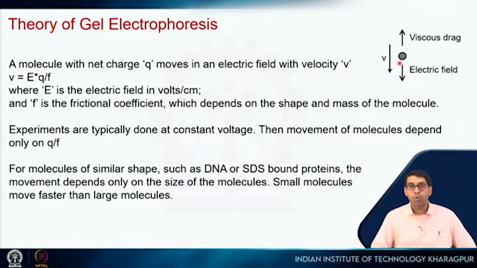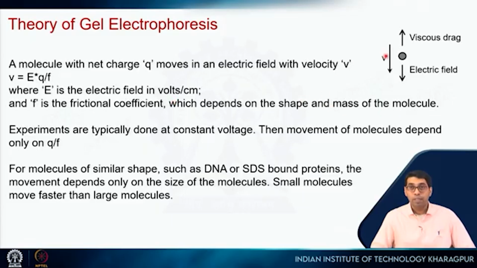But it passes through these different pore sizes, right. So there will be a viscous drag which acts in the opposite direction, and this viscous drag will be proportional to the size of the molecule, right? So this frictional coefficient depends on the shape and size of the molecule.